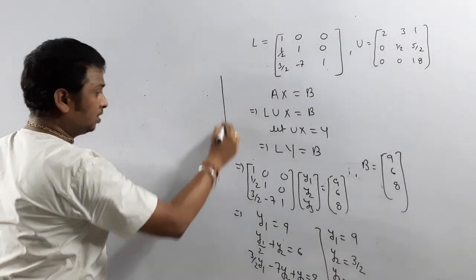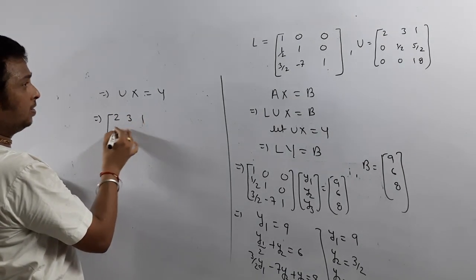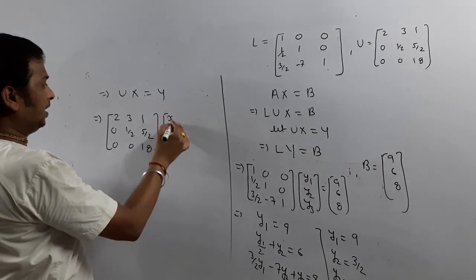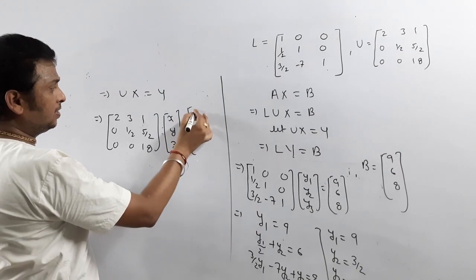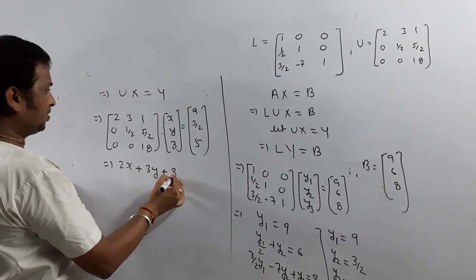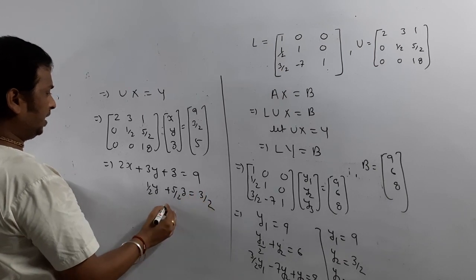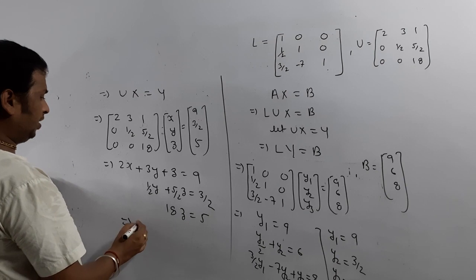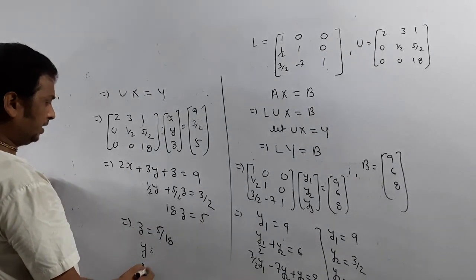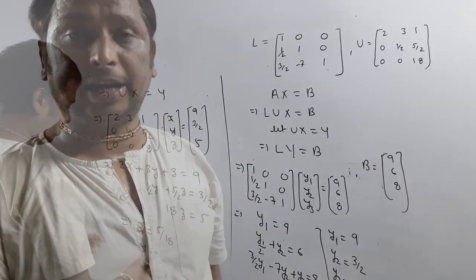So once you know the Y values, what is your next step? UX is equal to Y. What is the U value? U value we calculated: 2, 3, 1, 0, 1 by 2, 5 by 2, 0, 0, 18. X means x, y, z. And Y is 9, 3 by 2, 5. Just multiply again: 2x plus 3y plus z is equal to 9. 1 by 2 y plus 5 by 2 z is equal to 3 by 2. And 18z is equal to 5. So z value we got is 5 by 18. Just put the z value here, you get the y value, and then put y here, you get the x value. So easily we can get the answer. So what is the answer? Please calculate and tell me.